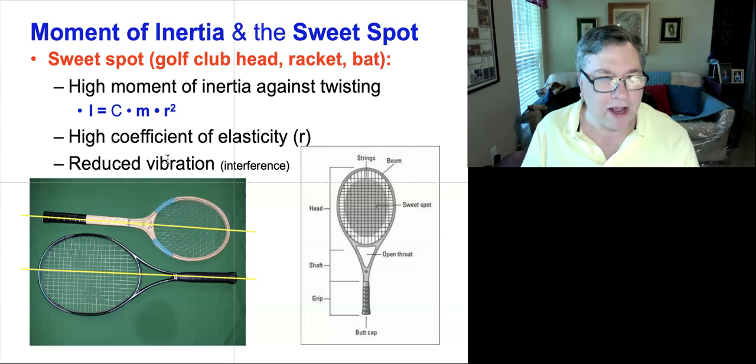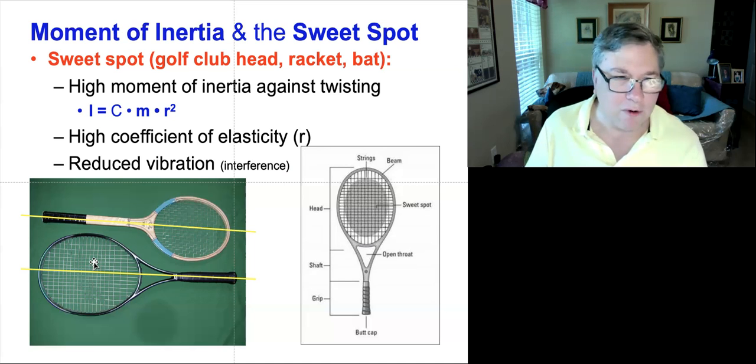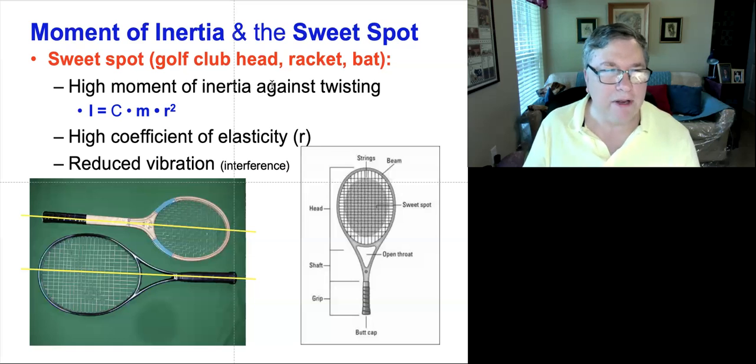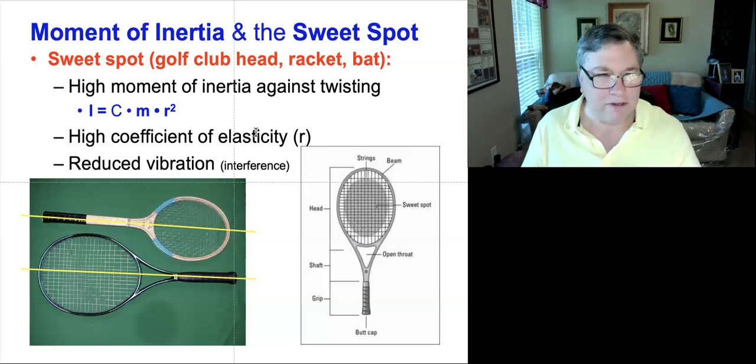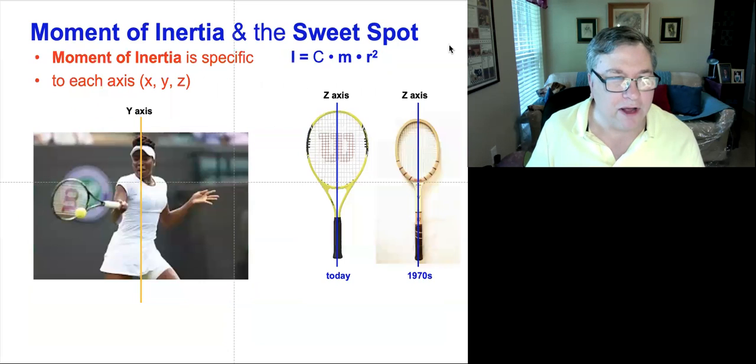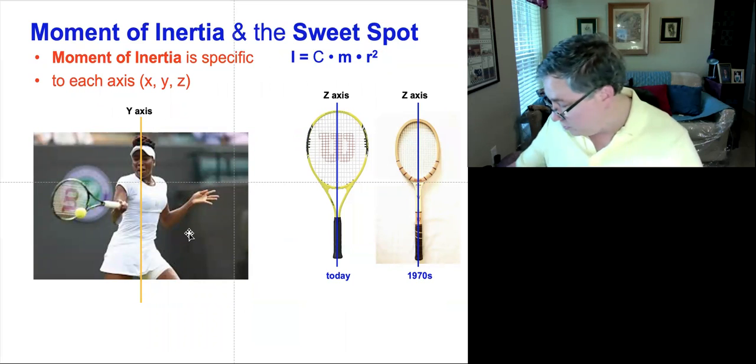Another thing about wooden rackets is they didn't have a coefficient of elasticity, or bounce or springiness, that's nearly as high as today's racket. So the ball wouldn't bounce off it quite as well. And the wooden rackets, even the steel rackets, tended to vibrate, which causes interference with the sweet spot. So this combination in today's racket, high moment of inertia, high coefficient of elasticity, or springiness if you will, and reduced vibration, maximizes that sweet spot and allows us to hit it straight, hit it hard, with a high velocity.